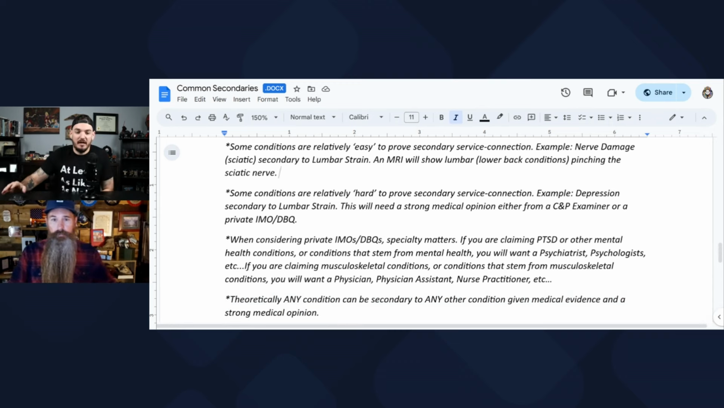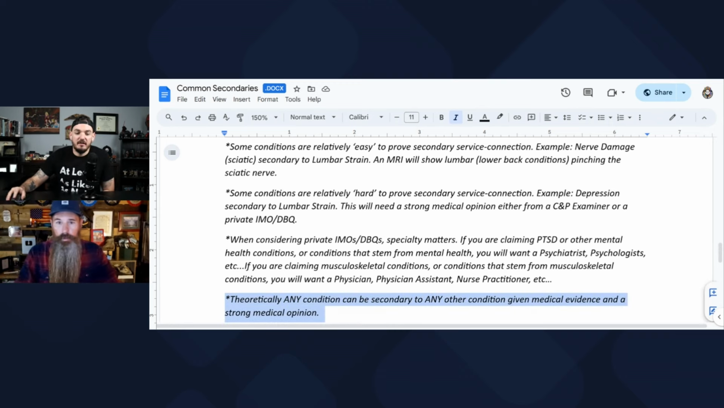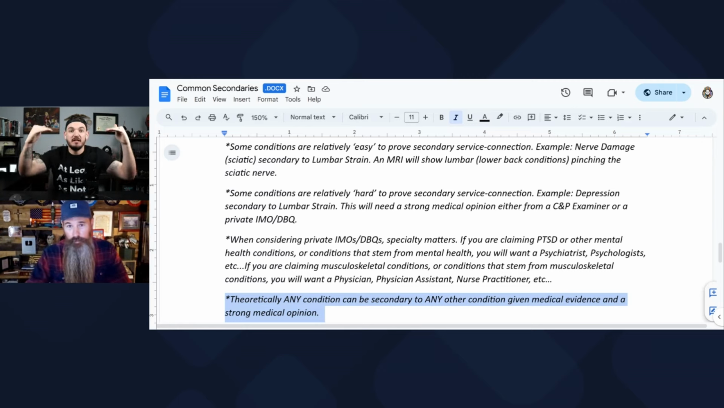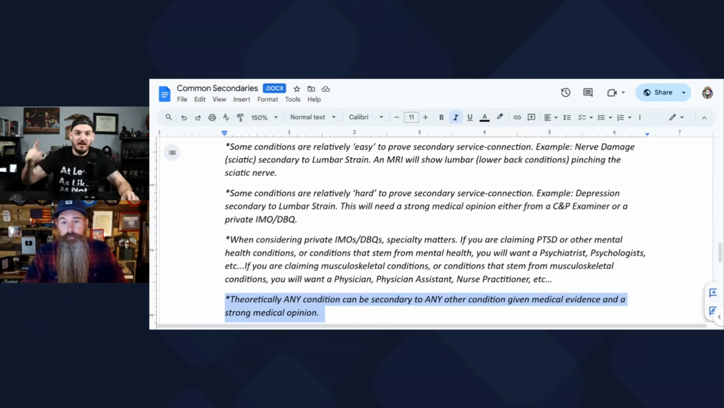This is the best way I like to explain secondaries: theoretically, Jason, any condition can be connected to any condition. Theoretically, that's the case, right? My lower back can cause my sleep apnea. The middle line there is, what's the evidence that says that is so, right? So any condition can be connected to any condition. However, there has to be a link connecting them, and it's not a snapback. It's not the one size fits all.